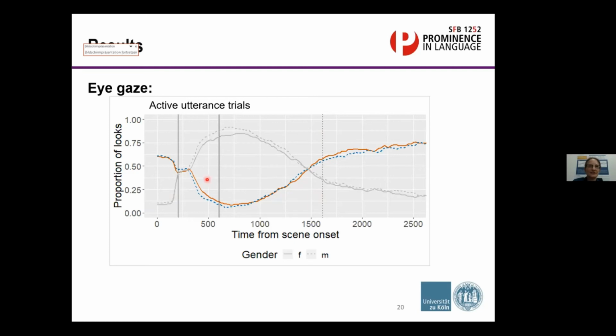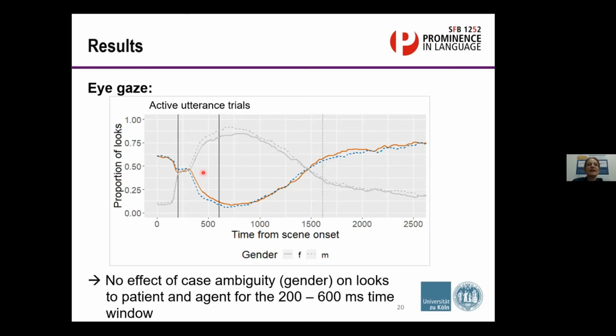Please note that we primed the patient of the event scene. You can see this here, that at scene onset, there were more looks at the patient. And thus, speakers were more likely to fixate the patient here, and therefore we shifted the onset of our analysis window 200 milliseconds forwards to account for the time it takes to initiate a saccade. This is a typical procedure for eye tracking during listening experiments, and so we did this here to account for eye movement latency. Our analysis of this time window showed that there was no effect of case ambiguity on looks to patient and agent.